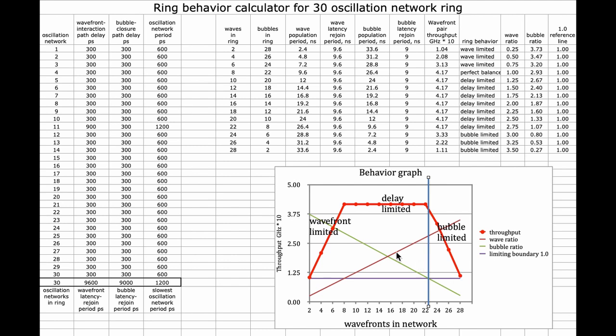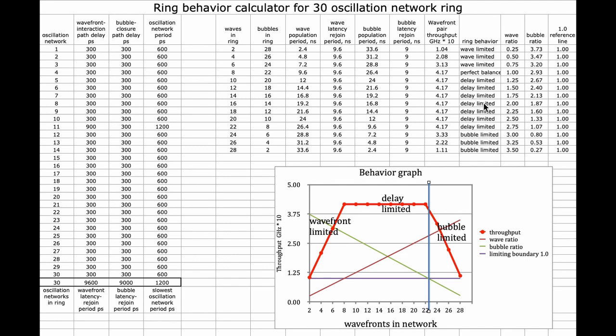So everything to the right of this is bubble limited. Everything to the left of it is not bubble limited, right? So it happens to be delay limited and wavefront limited. So if we go over here and look at where the wavefront ratio line crosses 1, everything to the left of that is wavefront limited, and everything to the right is not wavefront limited. Okay, so in between where it's not wavefront limited and where it's not bubble limited, it's delay limited.